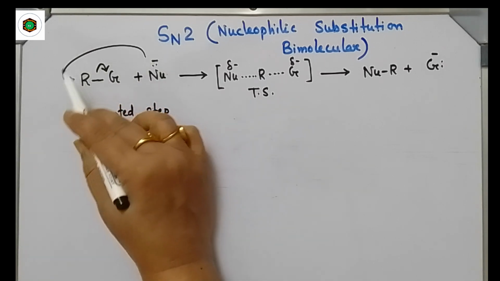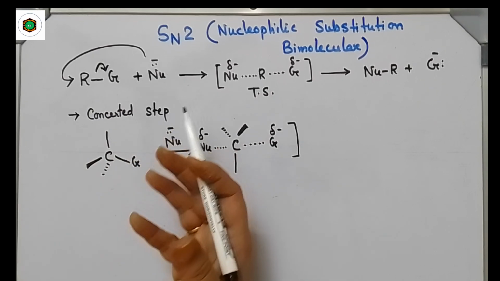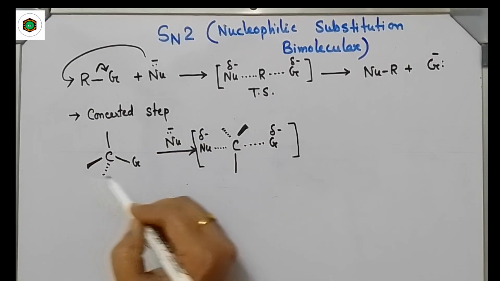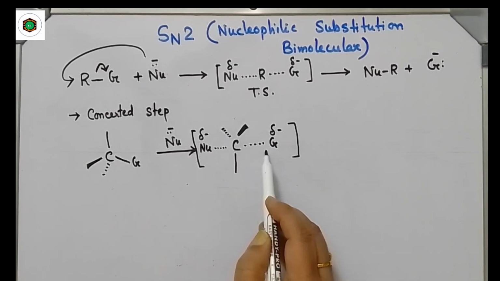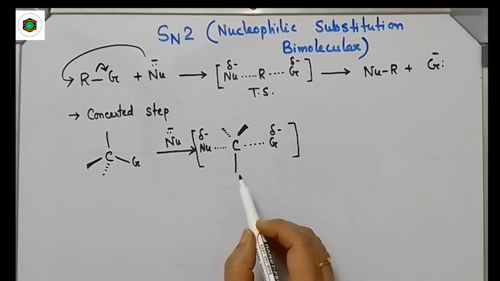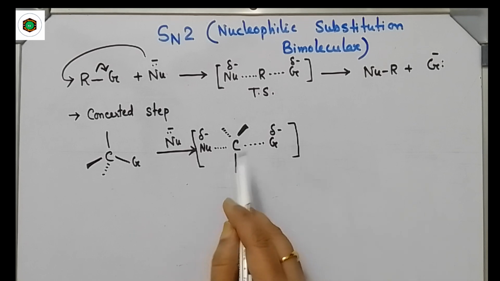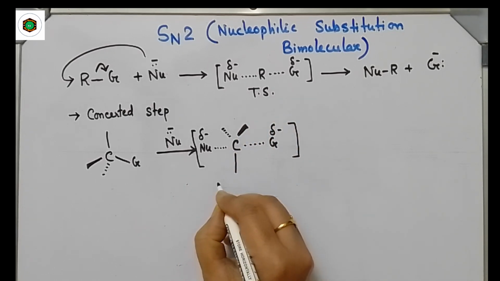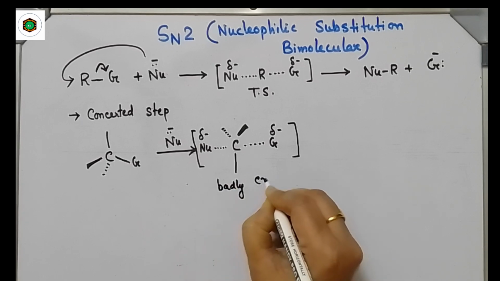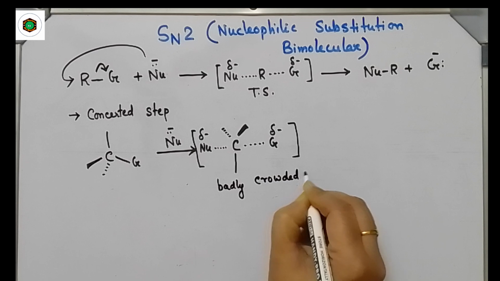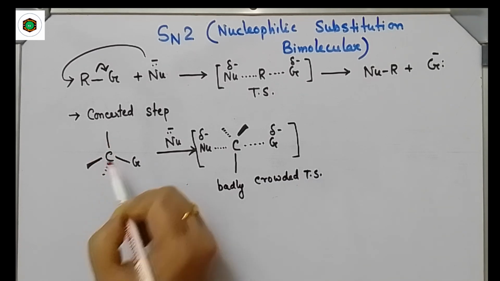Attacking nucleophile attacks from the backside. At the substrate, the alkyl halide, 4 bonds are shown here, and at the transition state there are 5 bonds. 3 bonds are complete bonds and 2 bonds are partial, broken bonds. So you can see the transition state is pentavalent. It is badly crowded transition state.